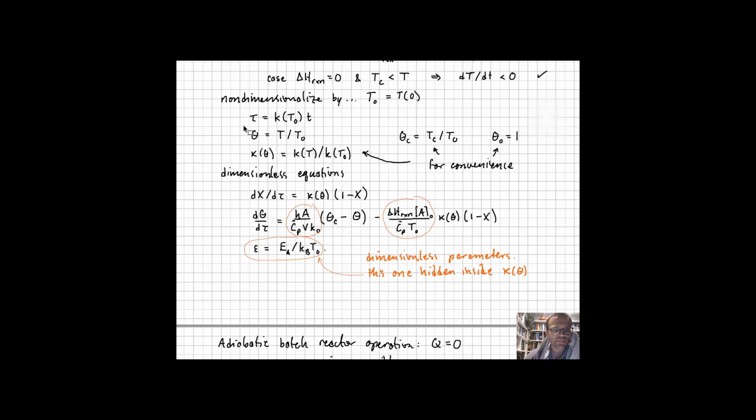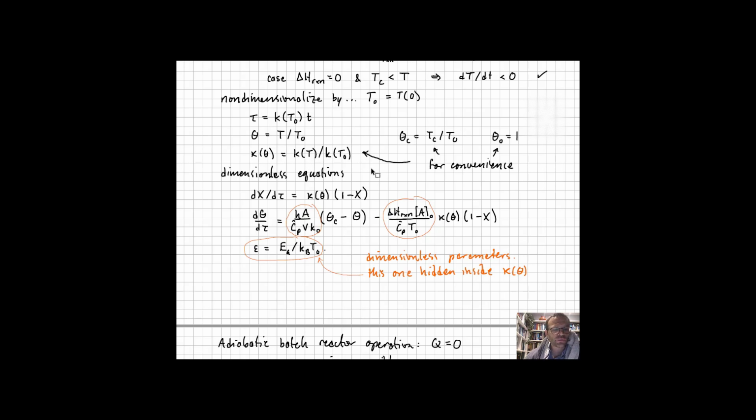We have a dimensionless temperature, theta, which is T divided by T naught. A couple of other convenient things to define: theta sub C, which is Tc over T naught, and theta 0, which is T naught over T naught, so it's just one. Then we're also going to define a dimensionless rate constant, kappa as a function of theta, which is just k of T over k of T naught.